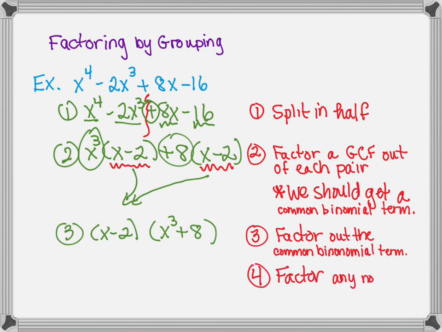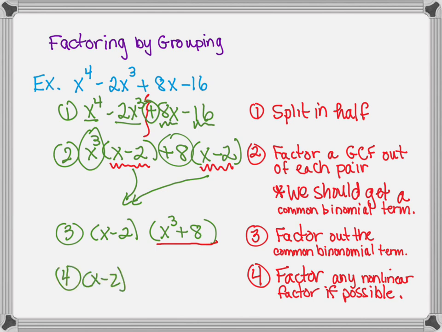Now, I could be done, but any nonlinear factor, we should factor again if possible. That means any factor that has an exponent inside of it, we should check to see if we could factor it again. So here we've got a sum of cubes, and we've actually already factored that, but we'll factor it again really quickly. So that first term is linear, has an exponent of 1 that's not visible. We can't factor it anymore.